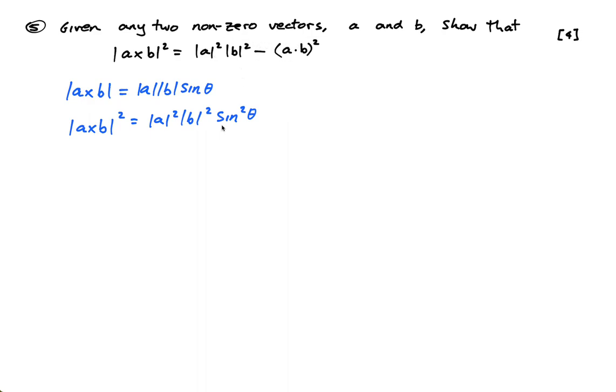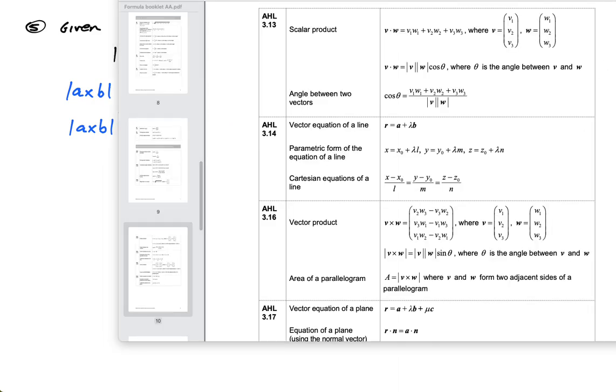Well, we have a sine squared theta, but if you remember, what's a dot b? Well, it's the scalar product. A dot b is |a| times |b| times cos theta. That's the only tricky bit of this question. How can we do a proof where we're trying to turn a cross product into a dot product, where we're trying to turn a sine into a cos?